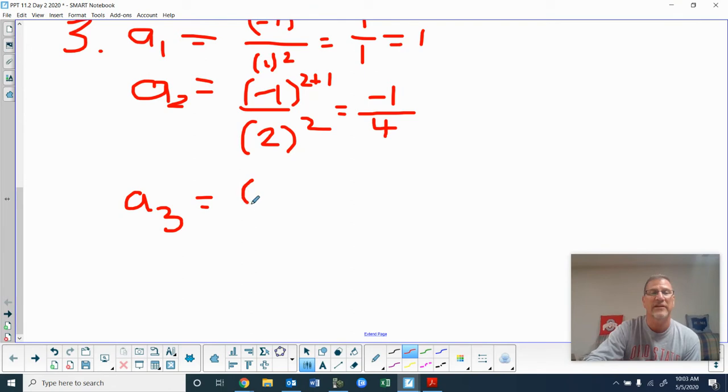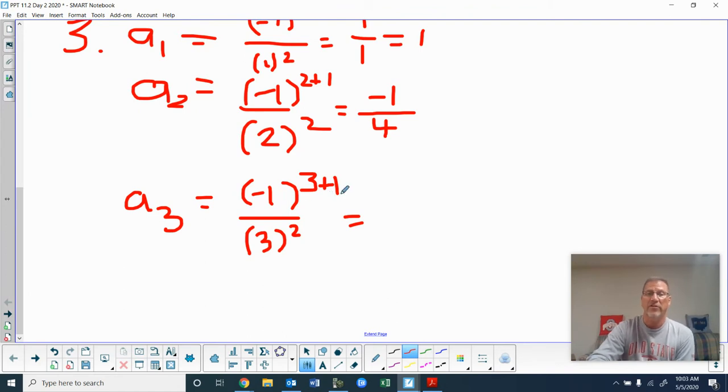And then the third term, a3, means we're going to put 3 in for n. So remember, it's still -1, in parentheses every time. And n is 3, so n plus 1 would be 3 plus 1, over n squared. And again, n is 3 for this term. So that's how I would substitute.